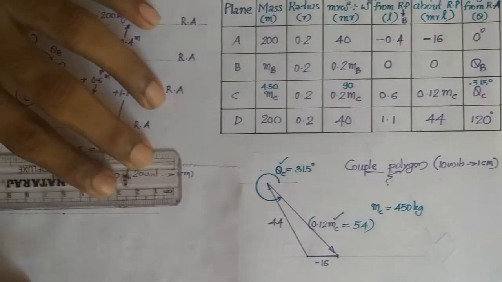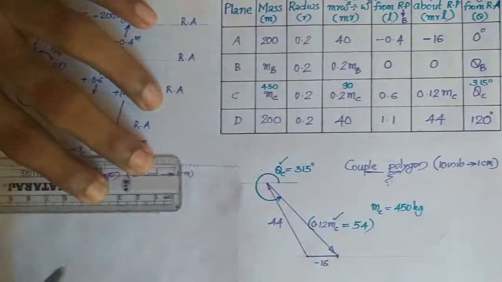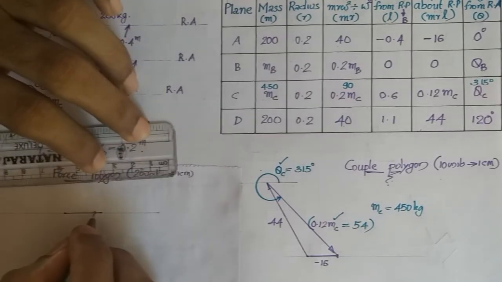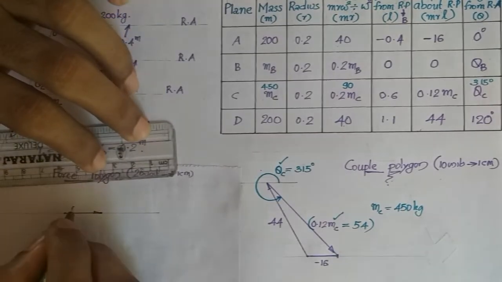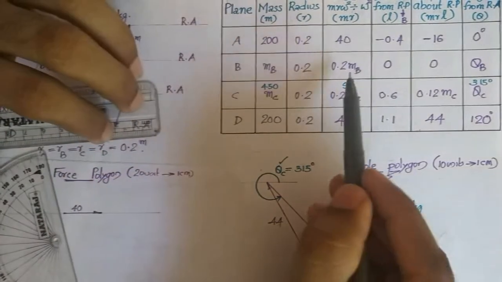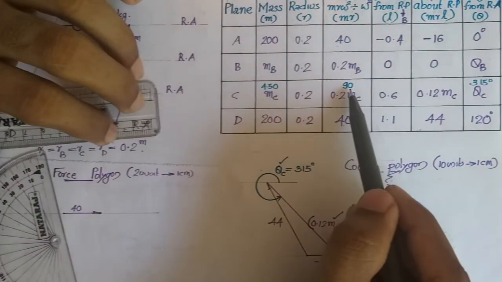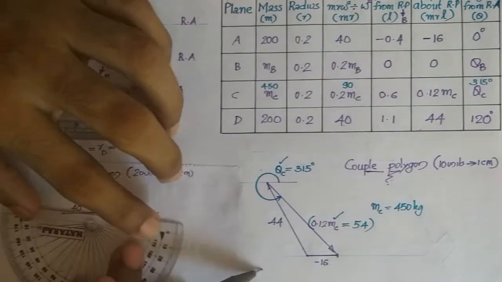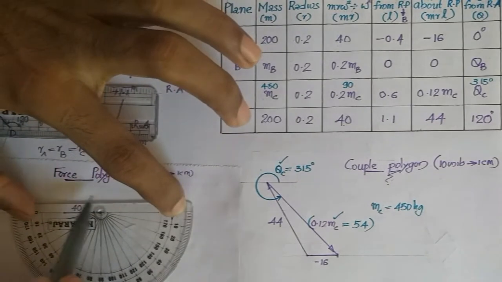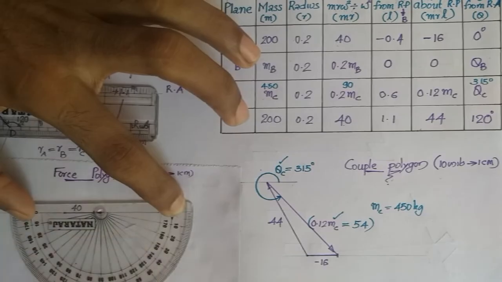40 will be drawn to a length of 2 centimeters along the 0 degree, so along the horizontal line 2 centimeters will be drawn. This is the end of the first vector, representing 40. Next we will be drawing the second vector. The second vector is 0.2 MB, unknown, theta B. So we will be going for the next vector, 90 at 315. 315 with respect to the reference axis, or horizontal, is measured in this direction. Otherwise it is 360 minus 315, which is 45.